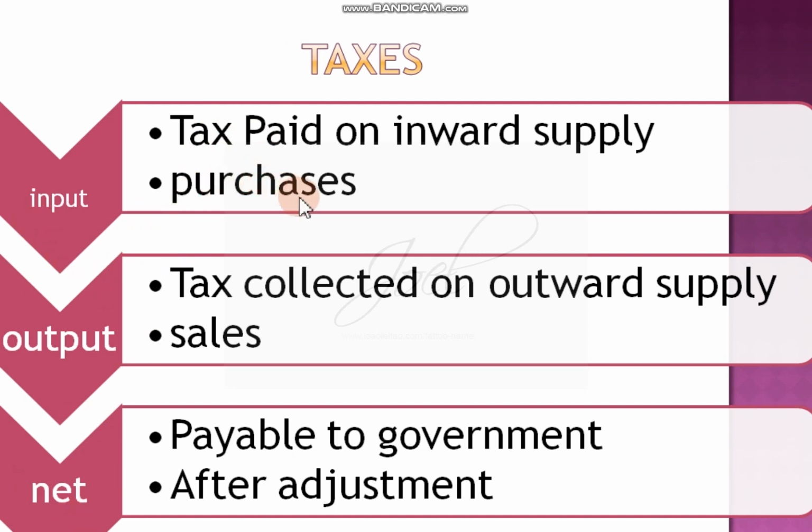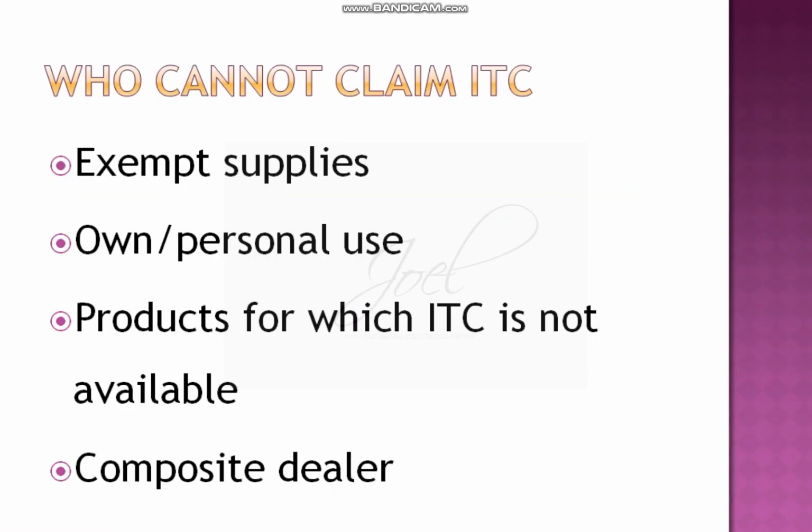Now whatever I have paid to the person from whom I have purchased the item will be deducted from that amount which I'm supposed to deposit with the government. For example, 1000 rupees I have collected to deposit with the government. Out of that, 500 I have already paid. So finally, after the adjustment, only 500 I am paying to the government. So that is the concept of input tax credit. We are going to solve the problems maybe in the next class, next video.